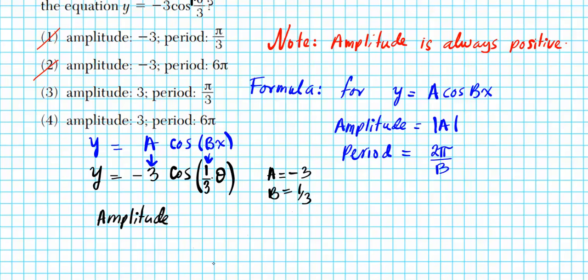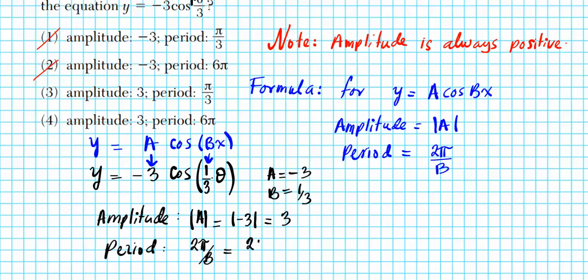Amplitude. The formula for amplitude is the absolute value of a. So remember, the absolute value of a number can never be negative. We're measuring distance here. So the absolute value of -3 is +3. That's how far -3 is from 0 on the number line. Period can be determined by computing 2 pi over b.